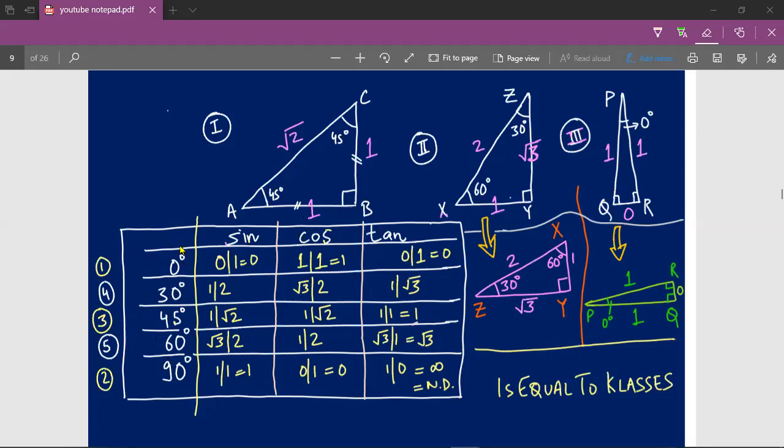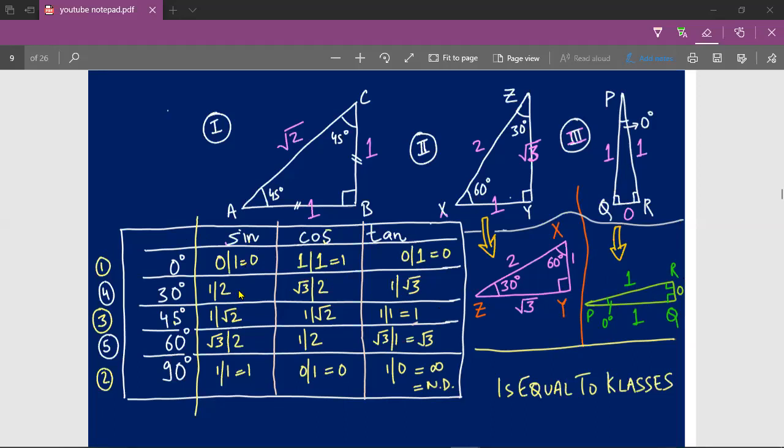For sine 0 degree, we'll move on to our triangle PQR, the secondary triangle. In the secondary triangle, sine 0 degree means perpendicular upon hypotenuse. So 0 upon 1, which will be 0, is our answer to sine 0 degree. Then cos 0 degree. With respect to this triangle only, PQR, our cos 0 degree will be 1 divided by 1. Why? Because base upon hypotenuse is cos 0 degree, which will be 1. Then tan 0 degree. With respect to this figure, tan is perpendicular upon base, that is 0 divided by 1, which is 0.